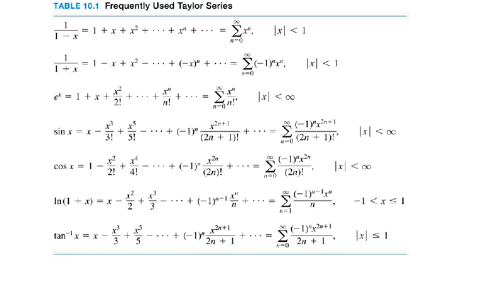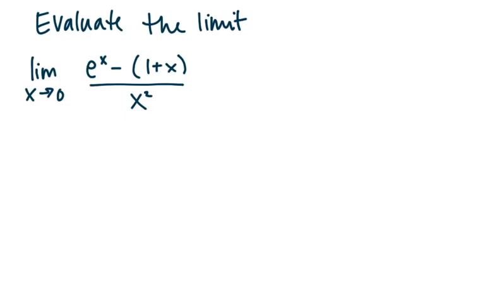We want to know how we can take that series and what it's going to look like when we write it out. We use it enough that we're familiar with it. And in this next example, we're going to use this e to the x part of the Taylor series. So here we have the limit as x approaches 0 of e to the x minus the quantity 1 plus x, divided by x squared.